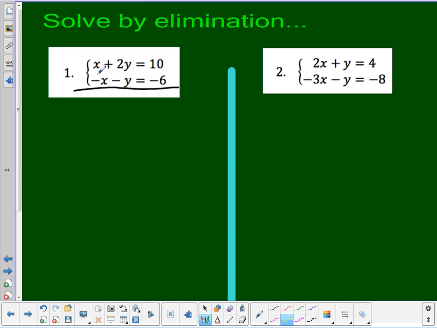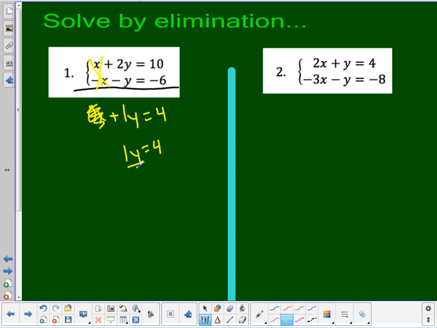Combining my like terms, 1x minus 1x makes my x's drop out. That's a positive x and a negative x, so my x's go away, leaving me with 0x. When I combine my y terms, 2y minus y is 1y, and then 10 minus 6 is 4. So my x term is gone. I don't need to represent 0x because it doesn't mean anything. So I'm left with just 1y equals 4.